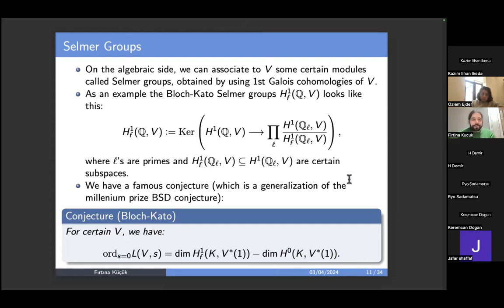So if we assume the finiteness of the Tate-Shafarevich group, then this is equivalent to saying that when we take V as the Tate module of the elliptic curve, this equality becomes the BSD conjecture under the assumption of finiteness of the Tate-Shafarevich group.